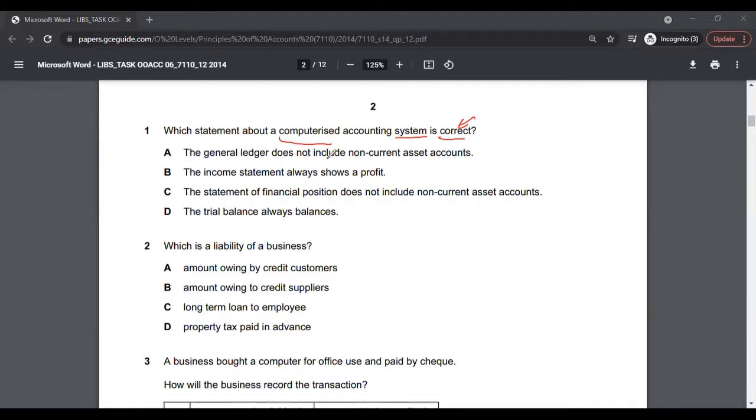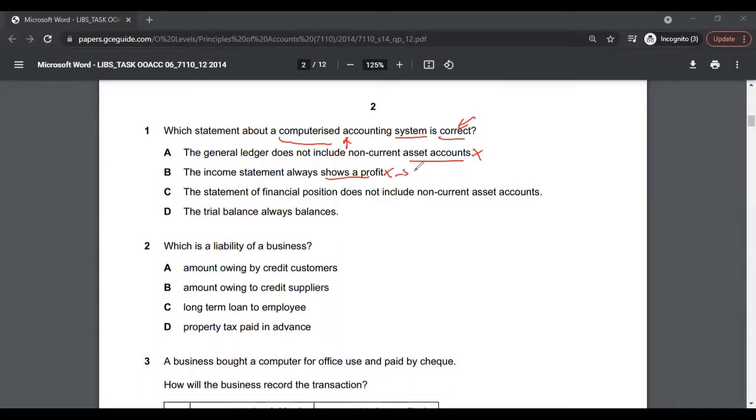The general ledger does not include non-current assets account. So this is not necessary because why would a general ledger not include a non-current asset? And it's not really related to computerized accounting system. But in this multiple choice, we assume that all these statements are related to computerized accounting system. Option B, the income statement always shows a profit. Now, just because you are using a computerized accounting system, it's not necessary that the business will show profit.